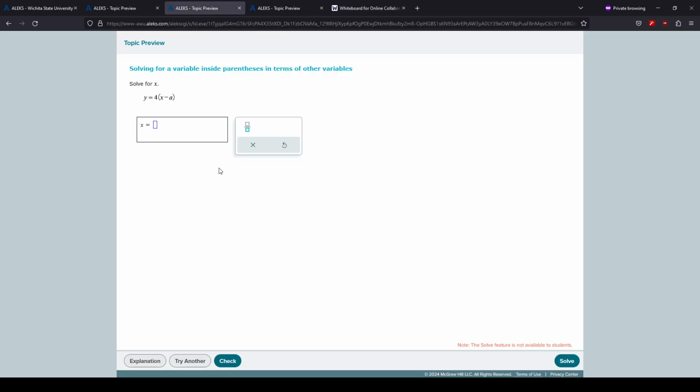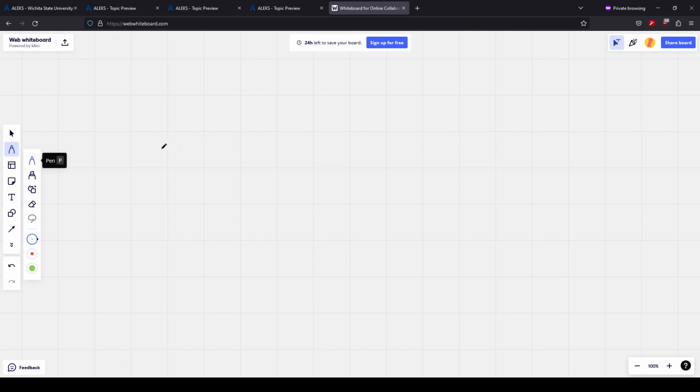We have y equals 4 times in parentheses x minus a, and we want to solve this for x. Now, this one, there are actually a couple different approaches to how you could do this. I'm going to show you what I think is probably the easier approach out of the two. So I'm going to go ahead and pop over here. We have y equals 4 times in parentheses x minus a. Again, ultimately, we are trying to get x all by itself on one side of the equation.